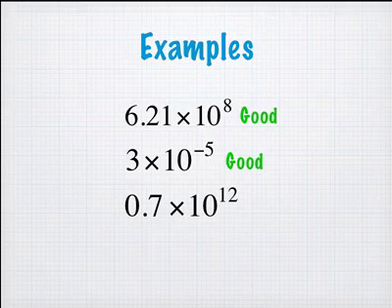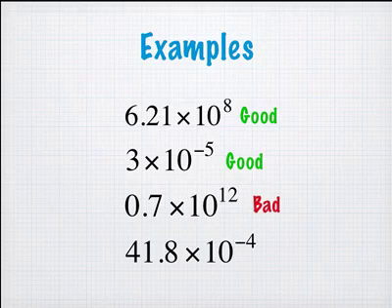How about the next one? Is this scientific notation? No. 0.7 is not between 1 and less than 10. And lastly, this is also not a good example. 41.8 is greater than 10.